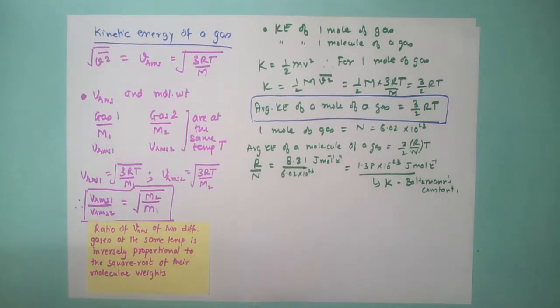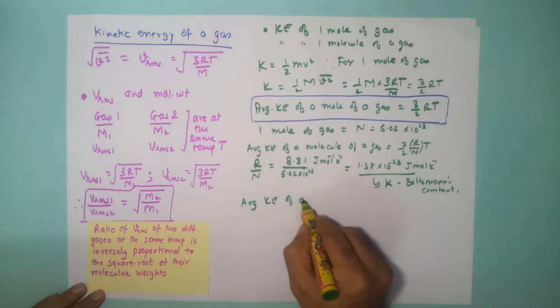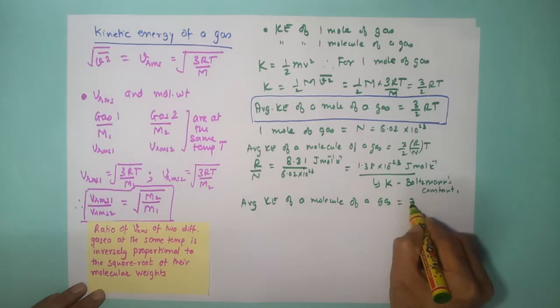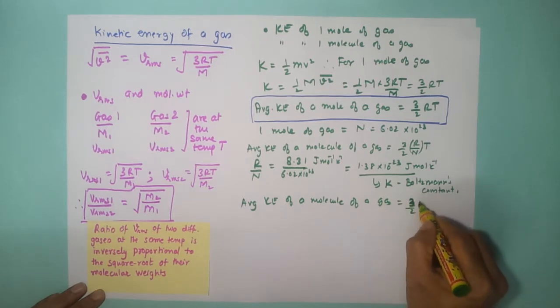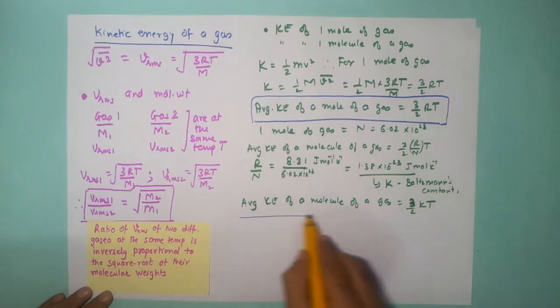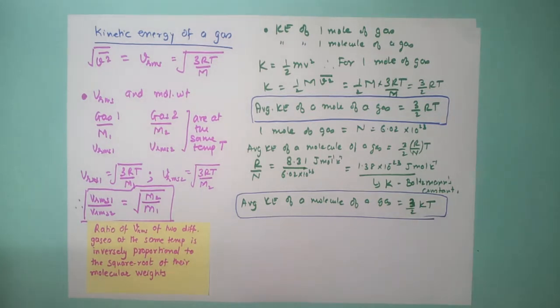So if I rewrite this equation, average kinetic energy of a molecule of a gas is equal to 3 by 2 kT, where k is known as the Boltzmann's constant. Right? So with this I have got two equations for kinetic energy, one of 1 mole of gas, the other of 1 molecule of gas. The important thing to notice in these two equations is that kinetic energy of a mole or a molecule depends only upon temperature. R and k are constants.